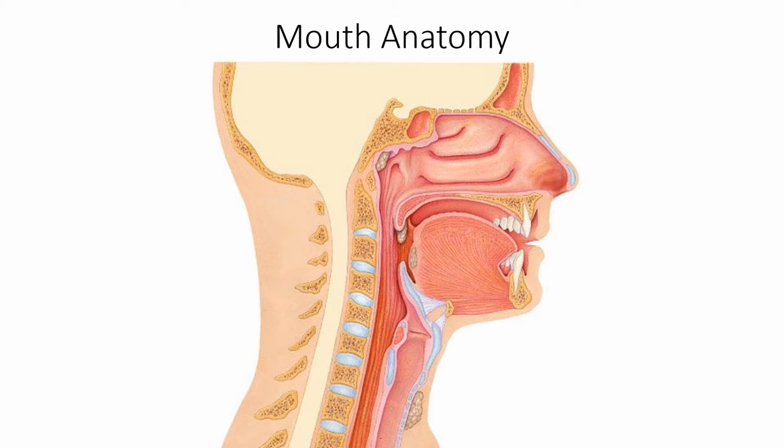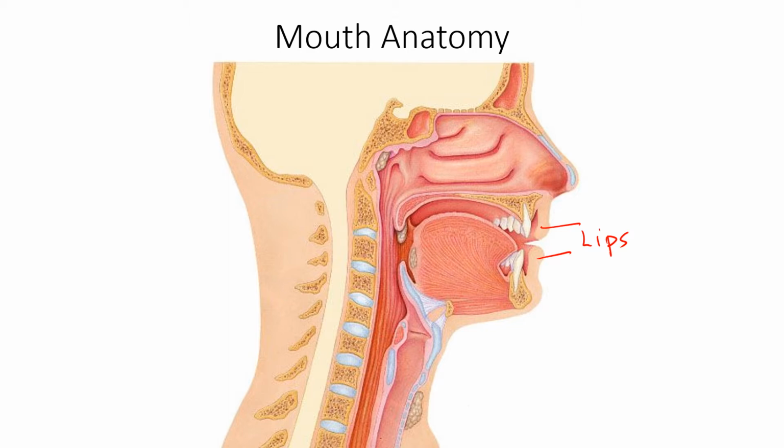The first structure we need to talk about are the labia or lips, which perform a function of making an anterior wall to the mouth. These right here are, of course, the labia or the lips. The next major structure we're looking at are the cheeks, which we can't really see from this picture, but they form the lateral walls of the mouth.